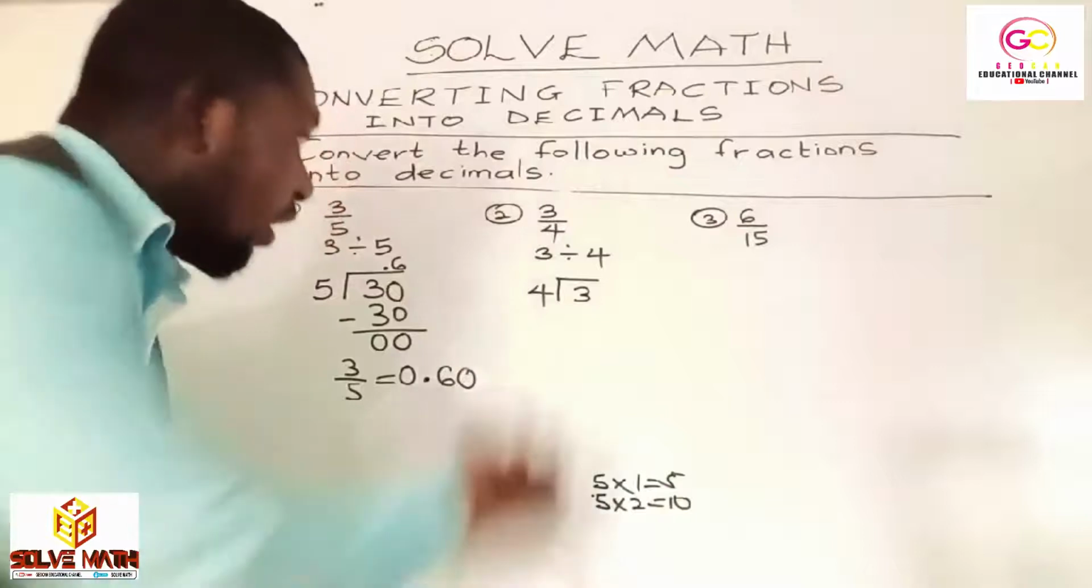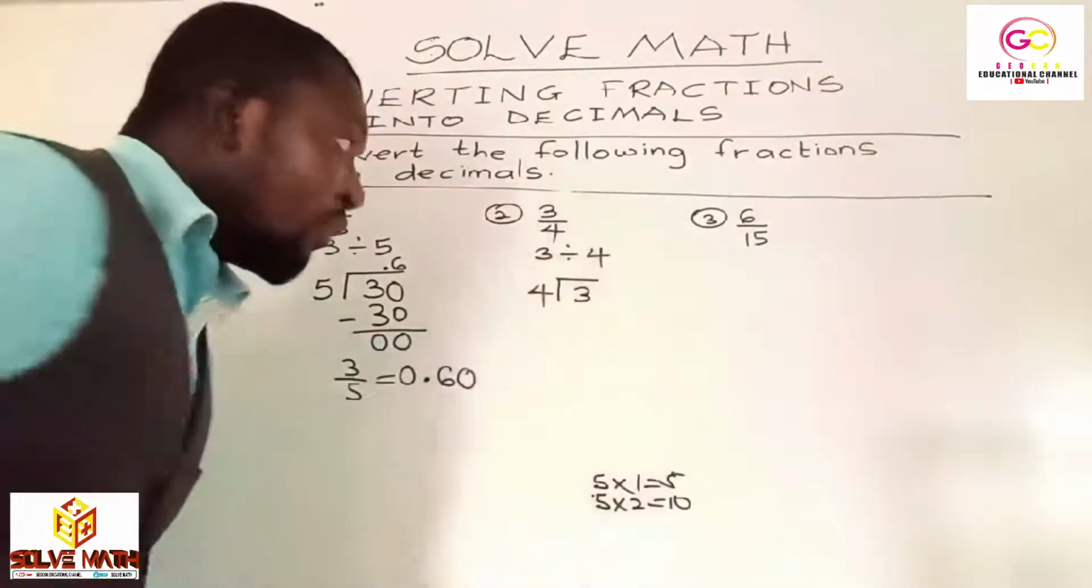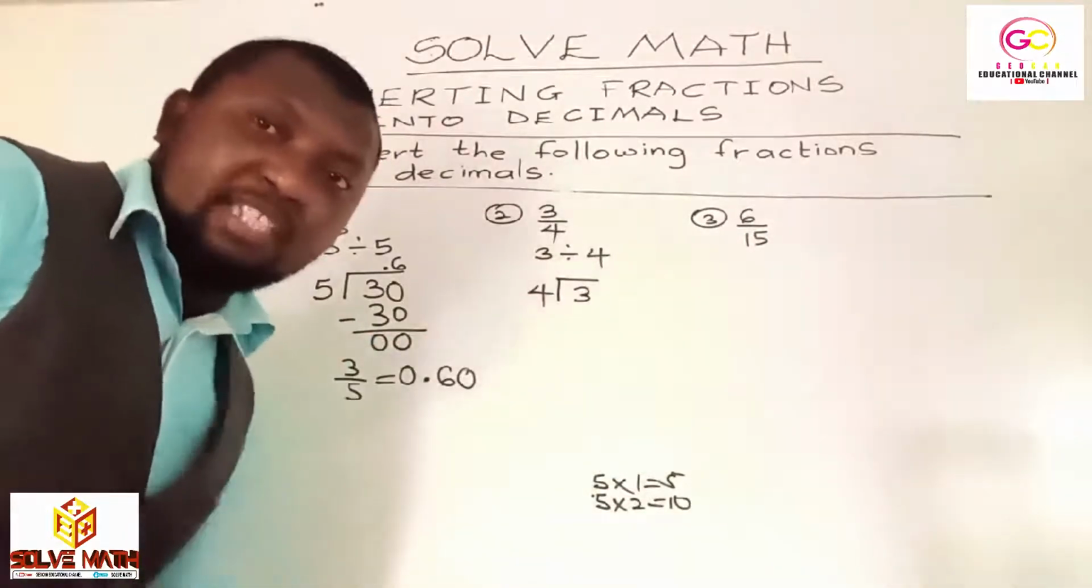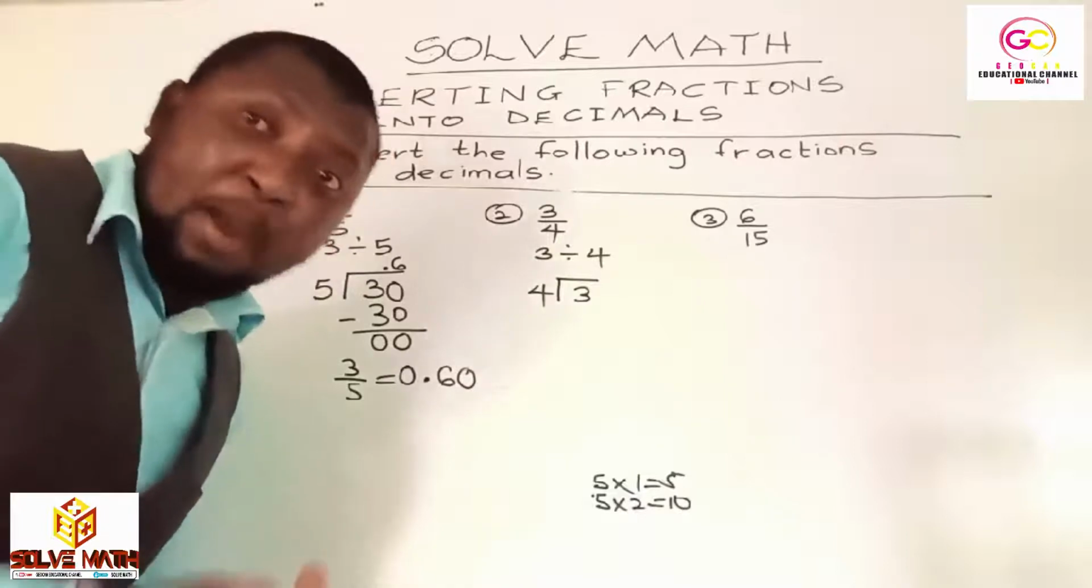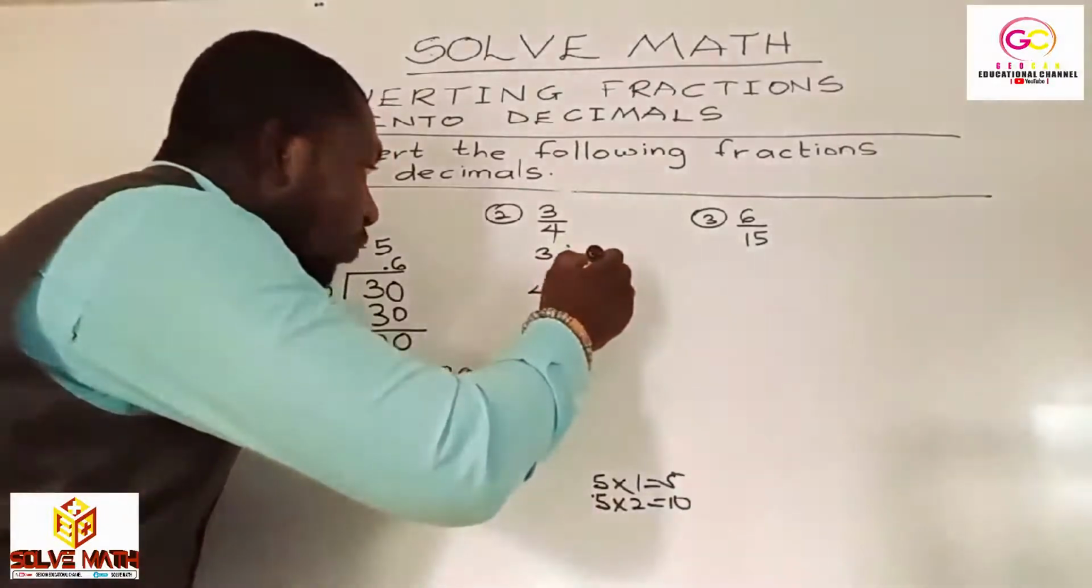Pay critical attention here. 4 will fill 3 how many times? What it means is, 4 times what will give you 3? Is it possible at all? No, it's not possible, because 4 times 1 is 4. So math has given you the power to make it possible. So introduce 0 here. Immediately you do that, you introduce a point here.